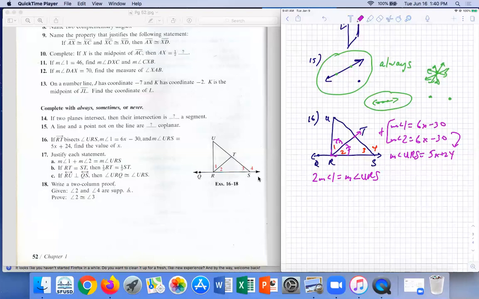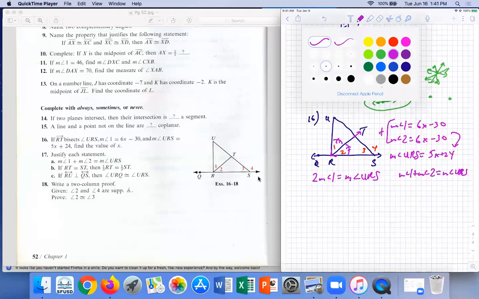So angle addition postulate says measure angle 1 plus measure angle 2 equals measure angle URS, right? But since measure angle 1 and measure angle 2 are equal, that's how we come up with 2 times measure angle 1. So whichever way you want to do it, you would substitute then, right? I'm just going to substitute into the bottom one since I wrote it out here. If you didn't write out measure angle 2, then you'd probably do this over here, like with doubling 6x minus 30 is the same as adding 6x minus 30 plus 6x minus 30.